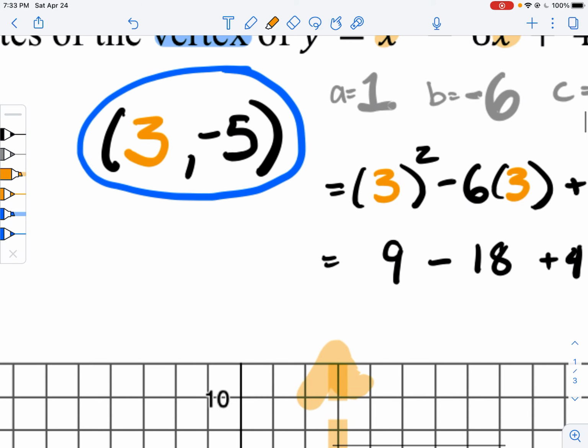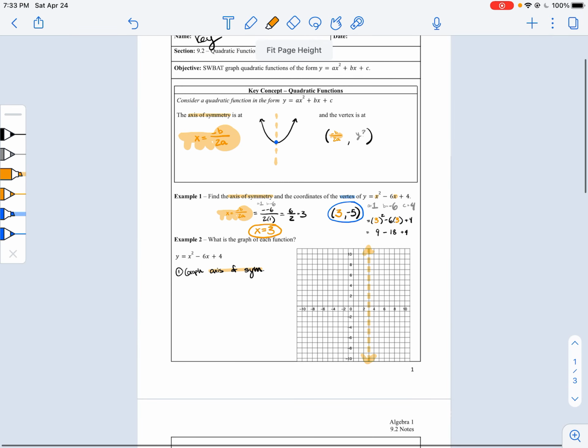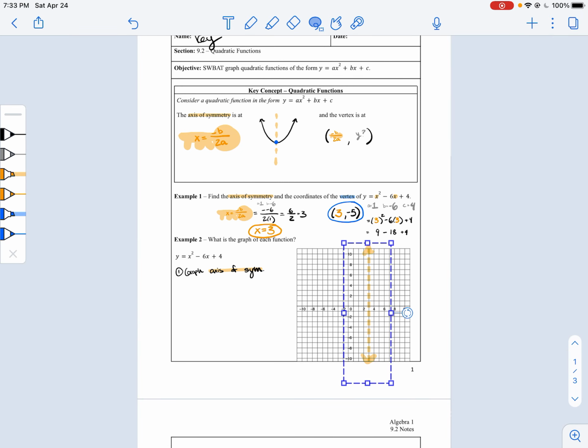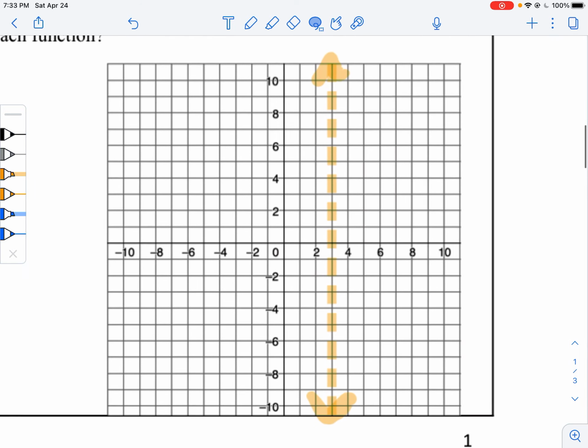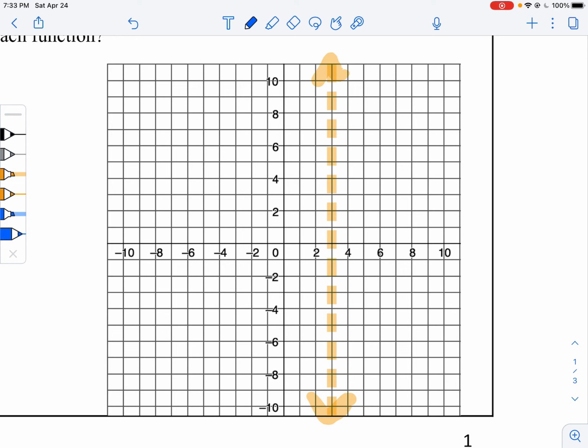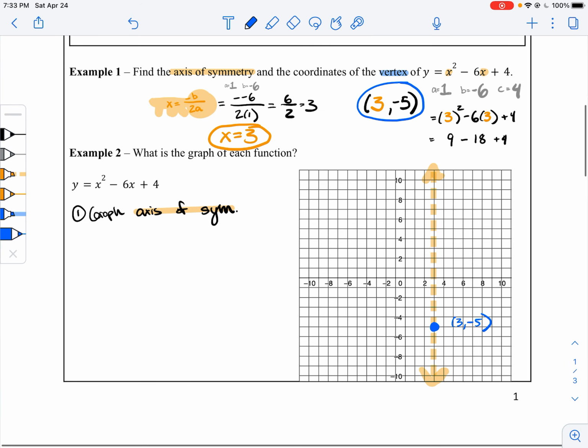We also know the coordinates of our vertex. Our vertex is at 3, negative 5. So we know it's over 3, and we go down 5. So we start at the axis of symmetry and go down 5 right here. So we know our vertex is at 3, negative 5.